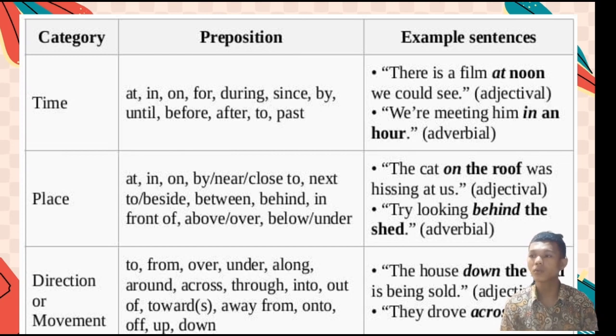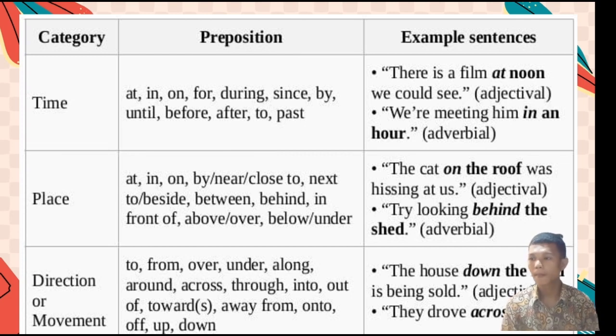Yang kedua, kategori yang kedua itu tempat, yang termasuk at, in, on, by, near, close to, next to, beside, between, behind, in front of, above or over, below or under. Contoh kalimatnya itu the cat on the roof was hissing at us. Yang mana itu termasuk keterangan juga, yang mana kucing di atas genteng yang sedang mengaum kepada kita. Dan contoh kedua yaitu try looking behind the shed.